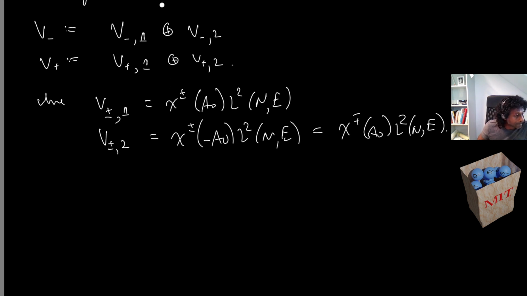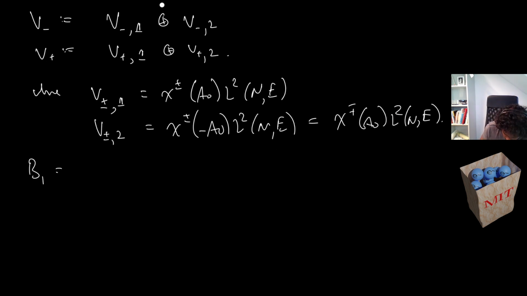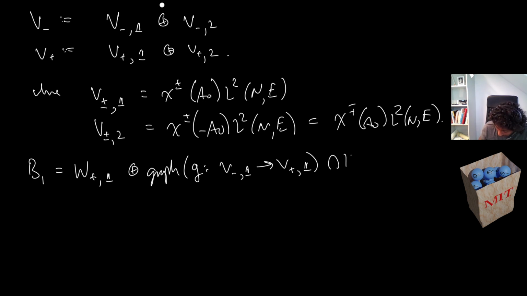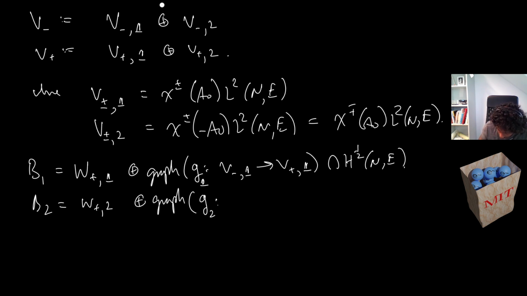All right. So now if we write these boundary conditions in graphical form, B_1 is going to be W plus 1 plus the graph of G_1 from V minus 1 to V plus 1, intersect H^{1/2}. And B_2 is going to be W plus 2 plus the graph of G_2 going from V minus 2 to V plus 2, intersect H^{1/2}(N E).